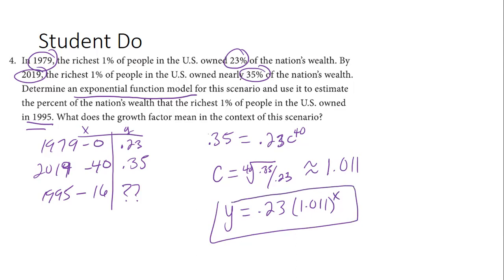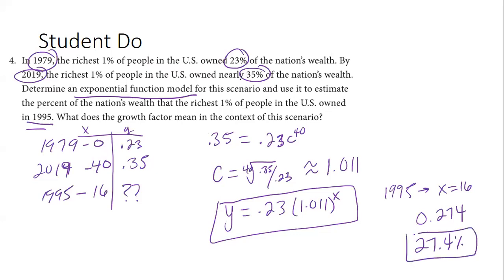There's our exponential model. Now that I have my exponential model, can I predict for 1995? It'll be to the power of 16, right? So 1995 means x equals 16, and we get what? There we go, 0.274, which is 27.4% in percentage. 27.4% of the population.